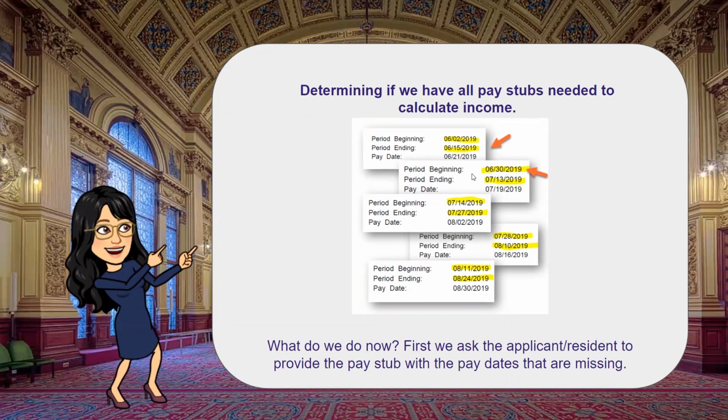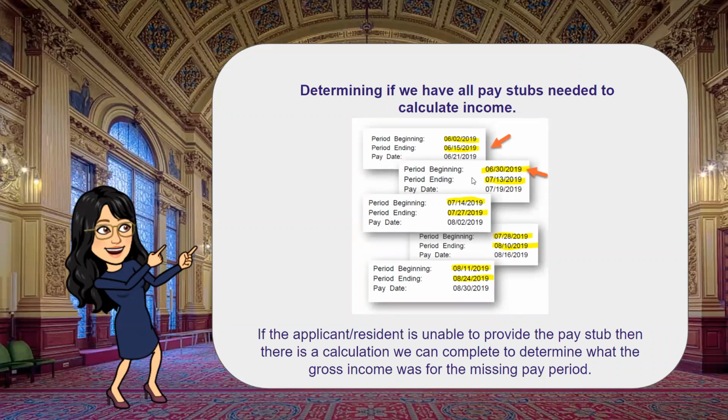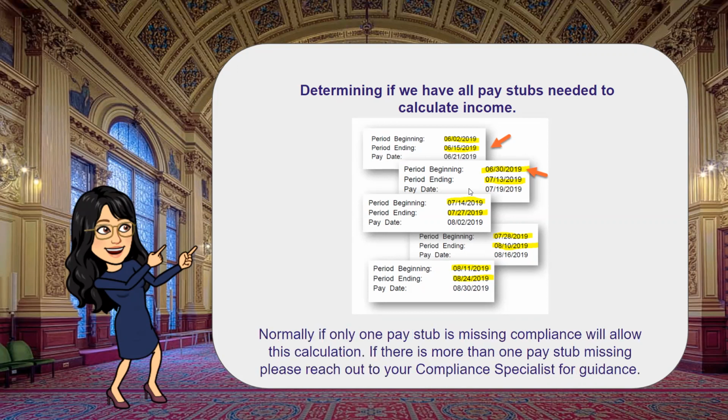What do we do now? First, we ask the applicant or resident to provide the pay stub with the pay dates that are missing. If the applicant or resident is unable to provide the pay stub, then there is a calculation we can complete to determine what the gross income was for the missing pay period. Normally, if only one pay stub is missing, compliance will allow this calculation. If there is more than one pay stub missing, please reach out to your compliance specialist for guidance.